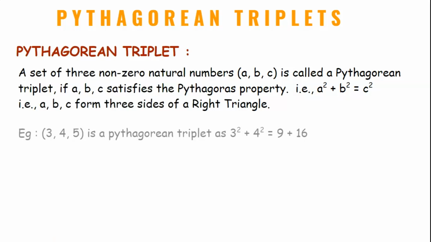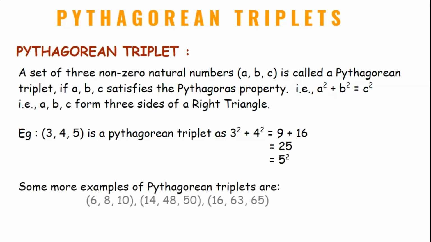For example, 3, 4, 5 is a Pythagorean triplet, as 3 square plus 4 square is equal to 9 plus 16, that is 25, which is equal to 5 square. So, some more examples of Pythagorean triplets are 6, 8, 10; 14, 48, 50; 16, 63 and 65. But how can we find some more Pythagorean triplets like this?